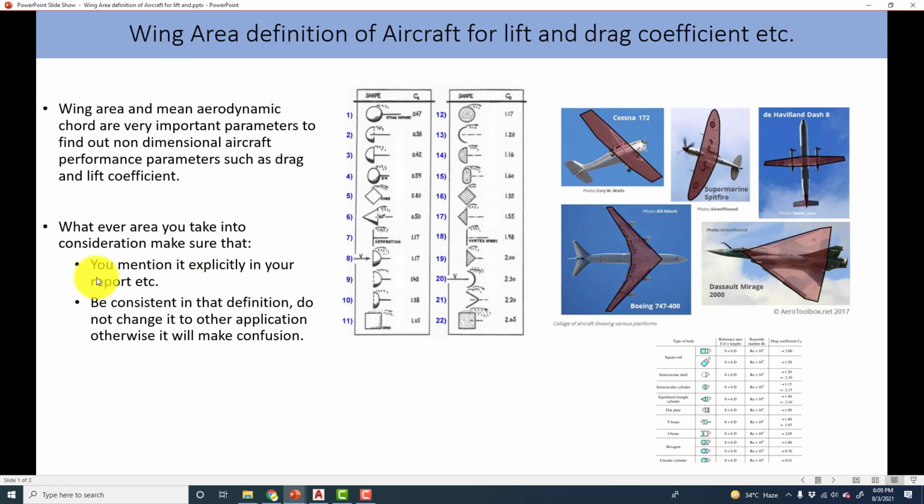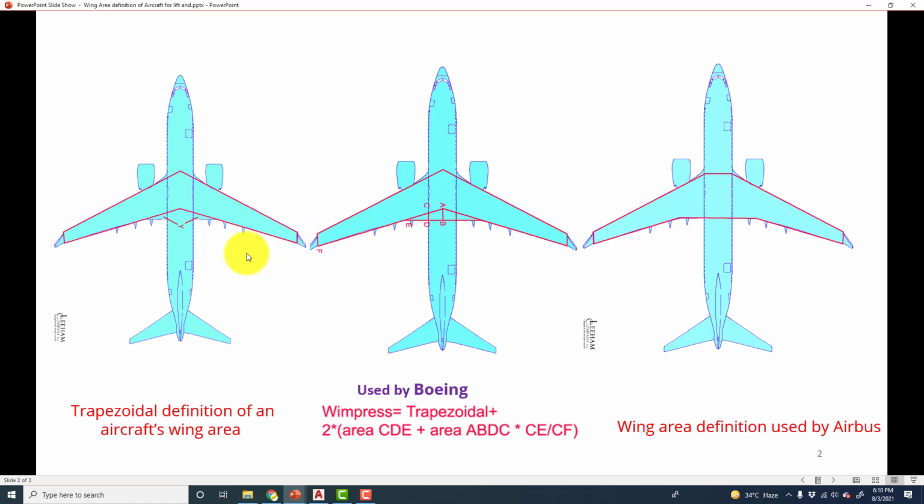One is that, the first thing is that you should mention it explicitly in your report, so that if another person is going to make the comparison, he should be using the same area. And number two is to be consistent in that definition. So do not change that area again for some other purpose. Just make it the same.